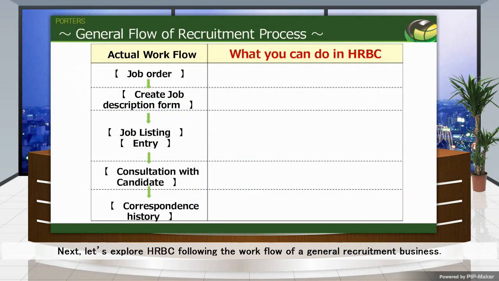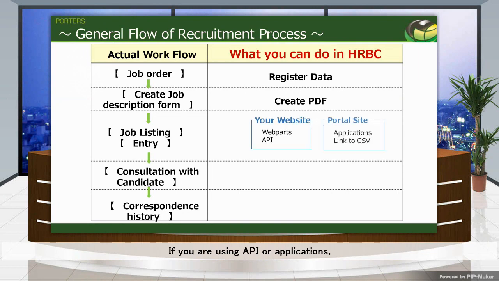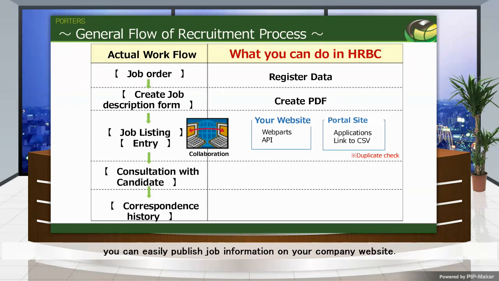Next, let's explore HRBC following the workflow of a general recruitment business. First, register the data of the received job order in HRBC. Based on the job data registered, you can create a PDF or form. If you are using API or applications, you can easily publish job information on your company website. Also, job information from other sites can easily be integrated into your website.